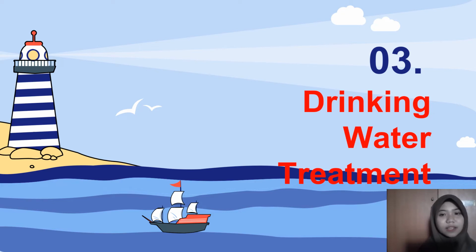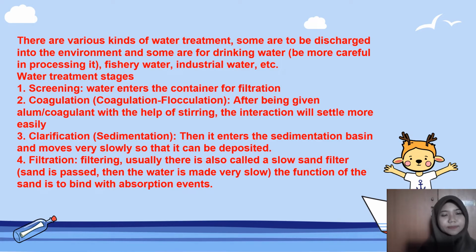The third is drinking water treatment. There are various kinds of water treatment. Some are to be discharged into the environment and some are for drinking water. Be more careful in processing it. Fishery water, industrial water, etc. Water treatment stage 1. Screening. Water enters the container for filtration.